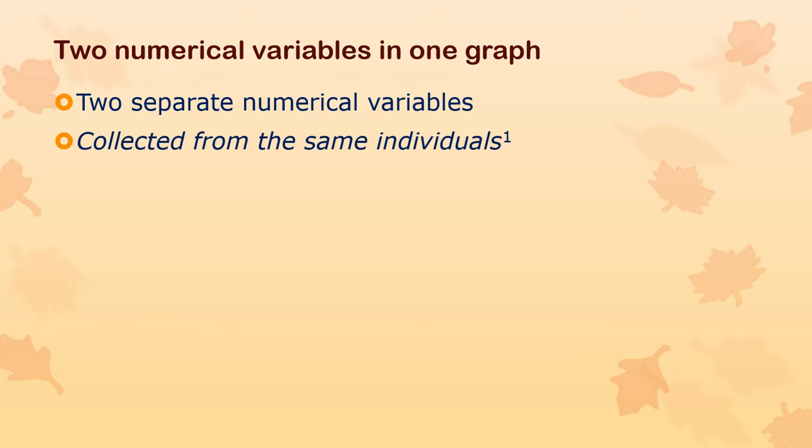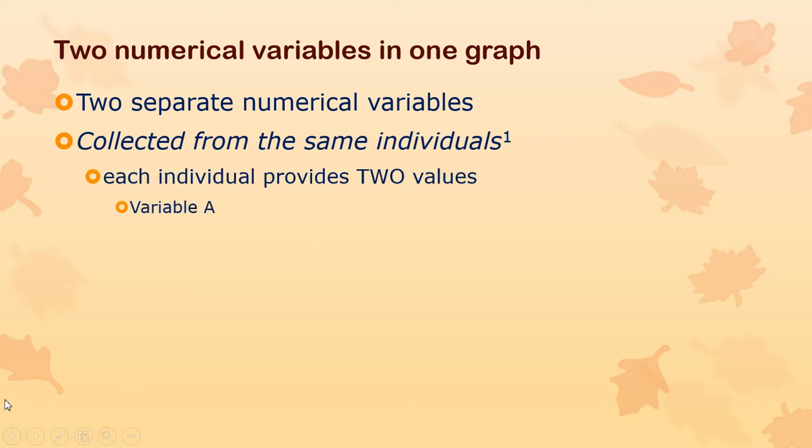The data had to be collected from the same individuals, and those individuals have to each have provided two pieces of information. So each individual provides two values here. Variable A, variable B, whatever you want to call them, two variables. The variables can be totally different kinds of variables. That's okay, as long as there are two variables per individual. One group of people, two groups of variables. And then you can plot those two things together.